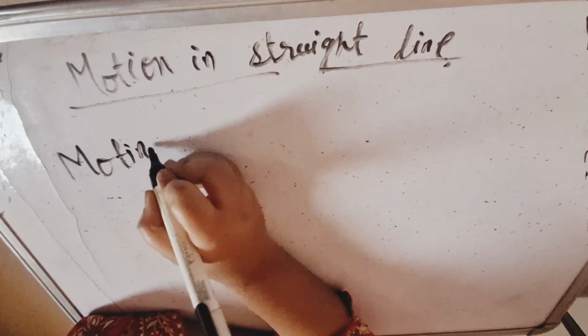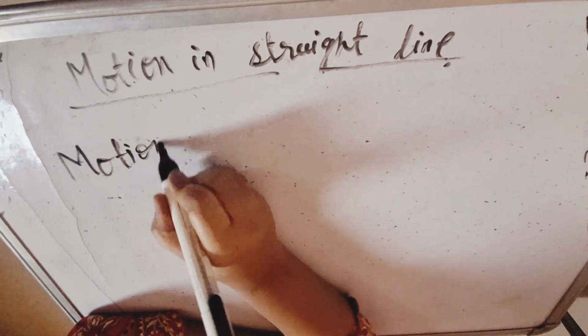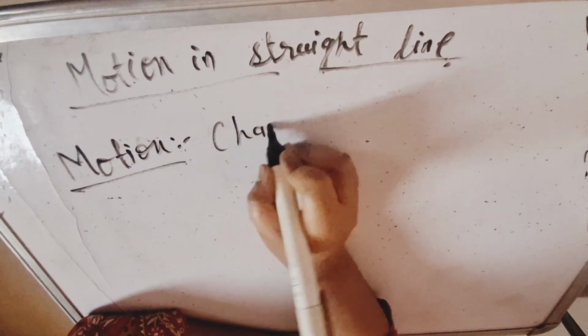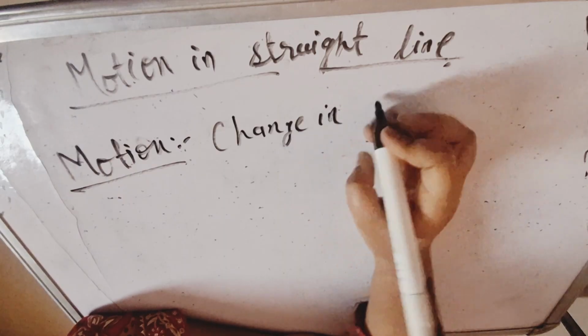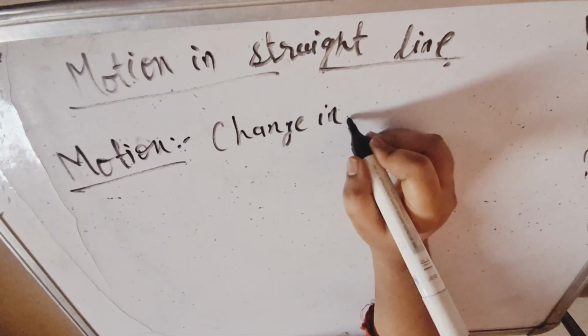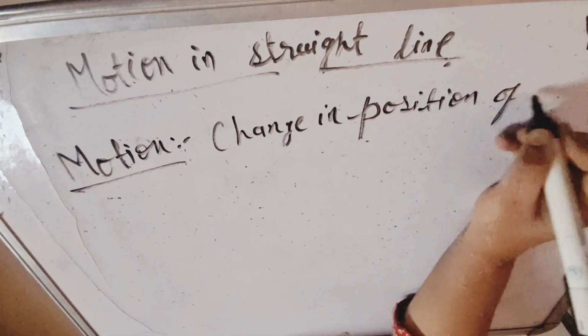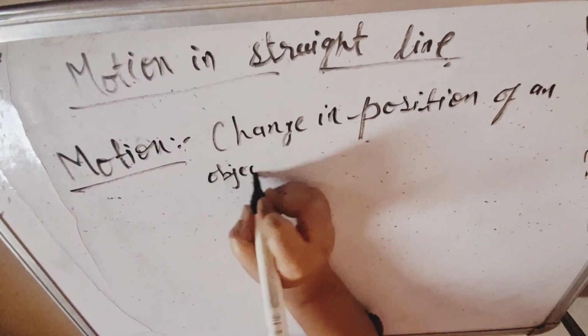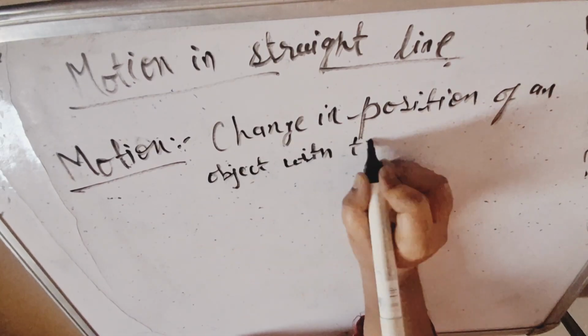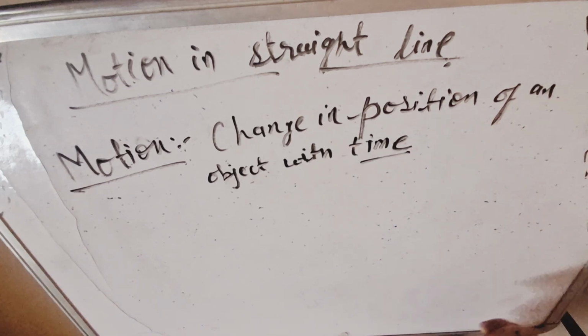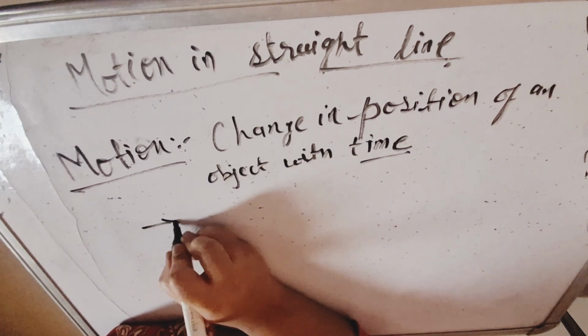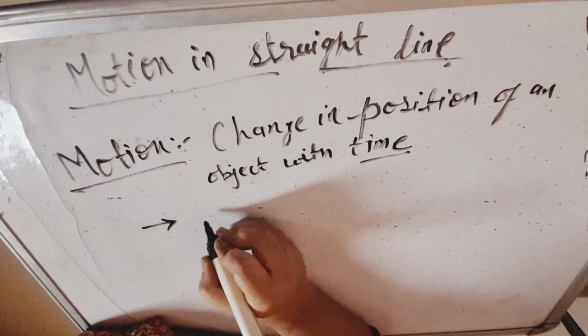What is motion? Motion is change in position of an object with time. Everything in this universe has an individual motion.